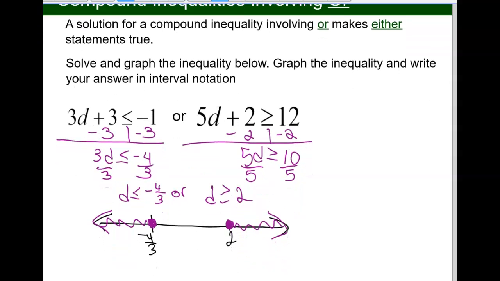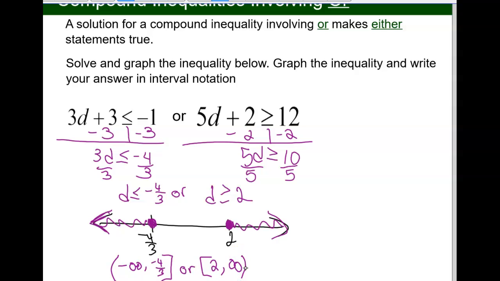And finally, what's my interval? Well, all the way to the left, that's negative infinity. And then it ends here at negative 4/3. Parentheses for negative infinity. And a bracket because it could be negative 4/3. Or a bracket because it could be 2. And that goes all the way to infinity. We close it with a parenthesis.